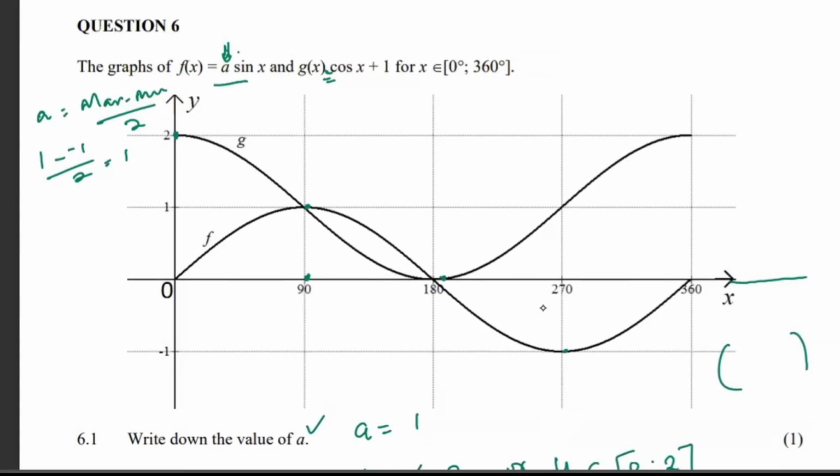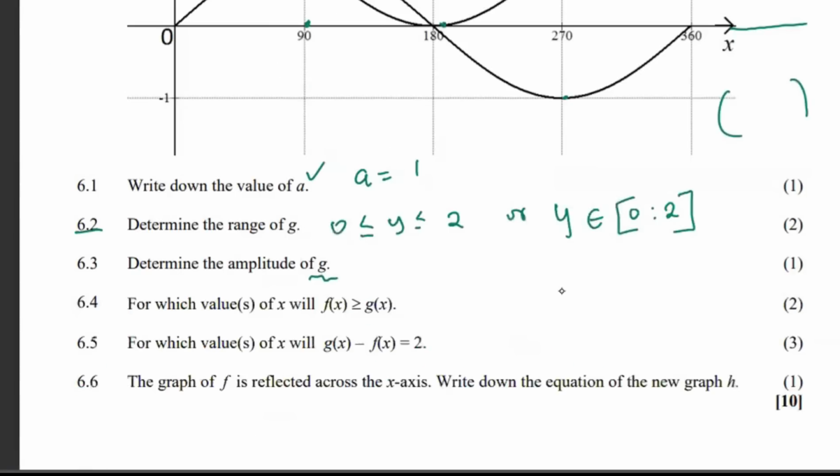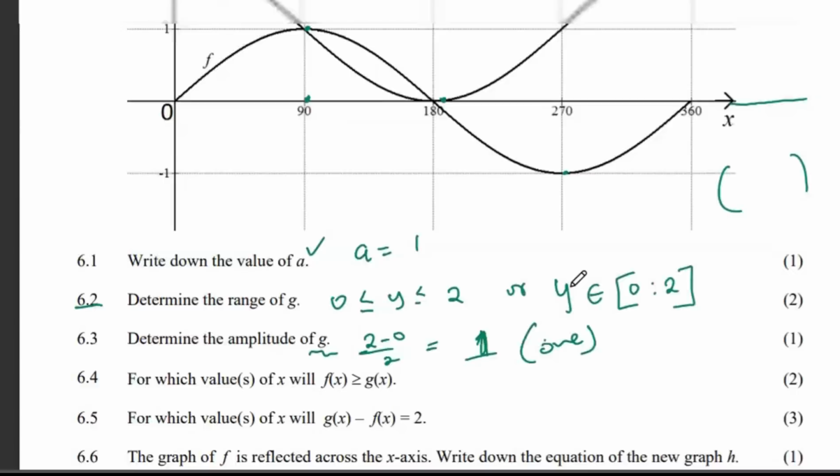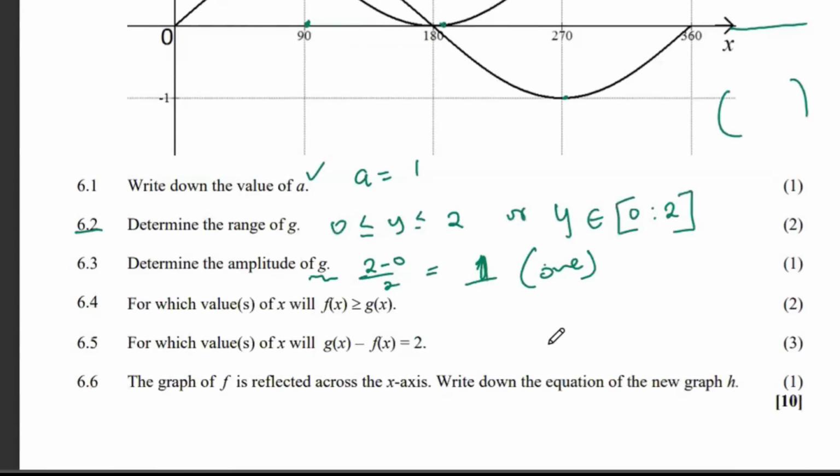Okay, so what's the amplitude of g, guys? Since our maximum is 2 and the minimum is 0, 2 minus 0 divided by 2 means it's 1. The amplitude is 1. But we can also take it from the graph itself, because they told us g of x is cos of x plus 1. The number in front there is an invisible 1, so that becomes the amplitude.